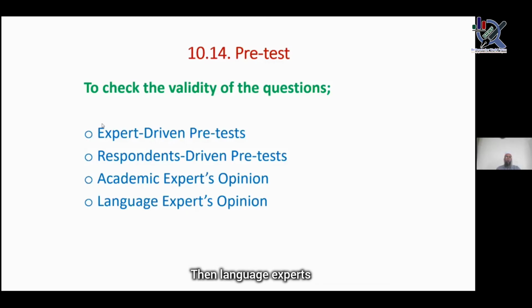Then language experts. You need to go to the language experts. Sometimes we use very different kinds of terminology or very hard words that are very difficult for the respondents. So that is why you need to validate your questionnaire. These four types of experts you need to visit to ensure your instrument is valid.